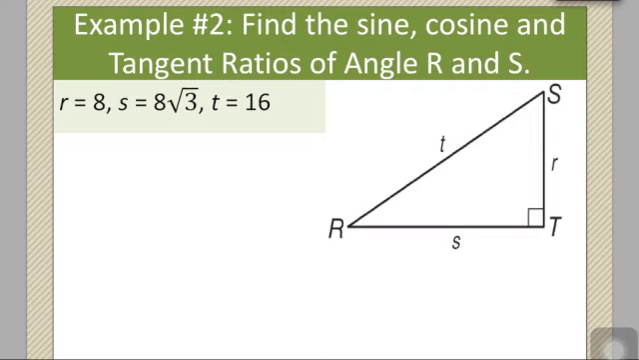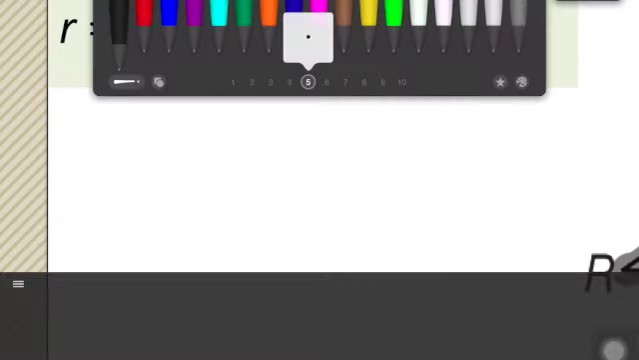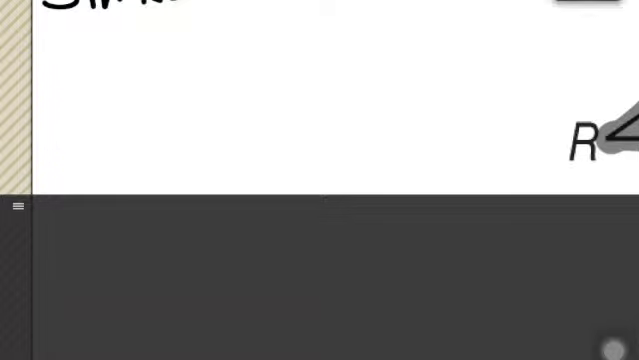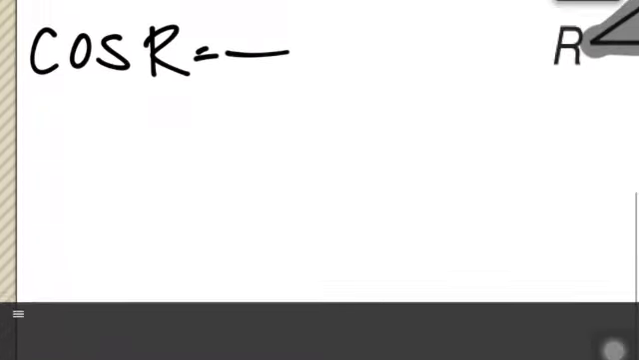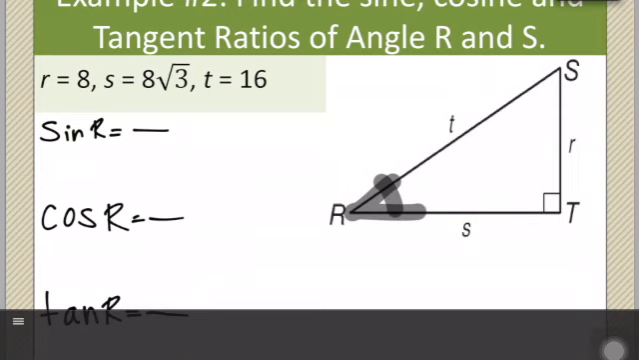Okay, so in the second example, we're going to want to find the sine, the cosine, and tangent ratios for each angle, for R and S. So we're going to start off with our angle R. Let me write my three ratios out. We have the sine of angle R, the cosine of angle R, and then the tangent of angle R as well.